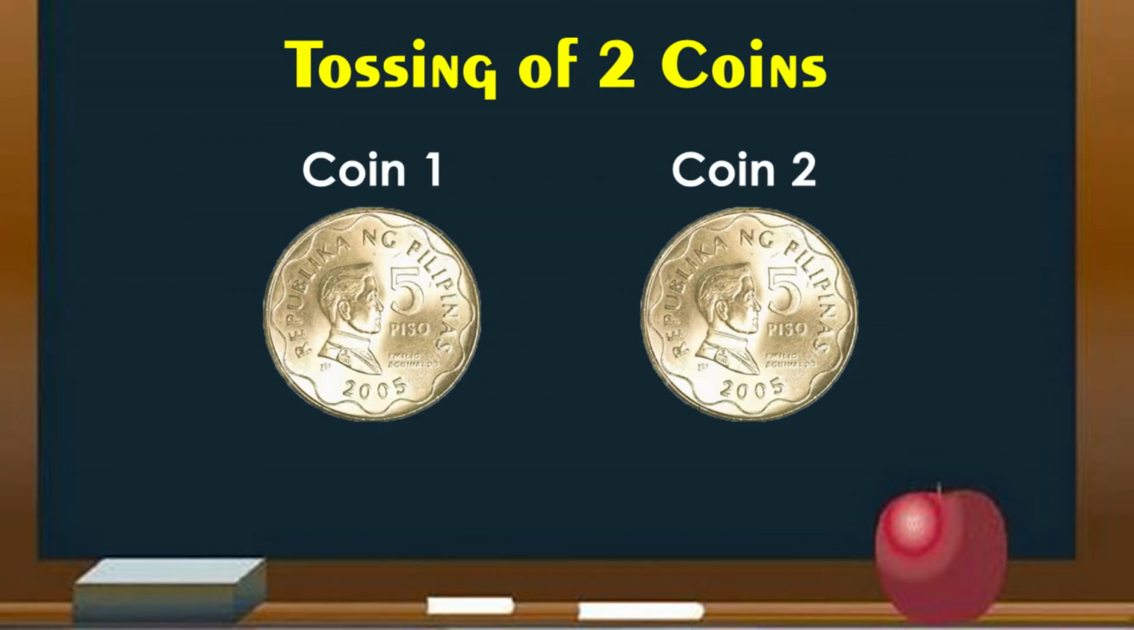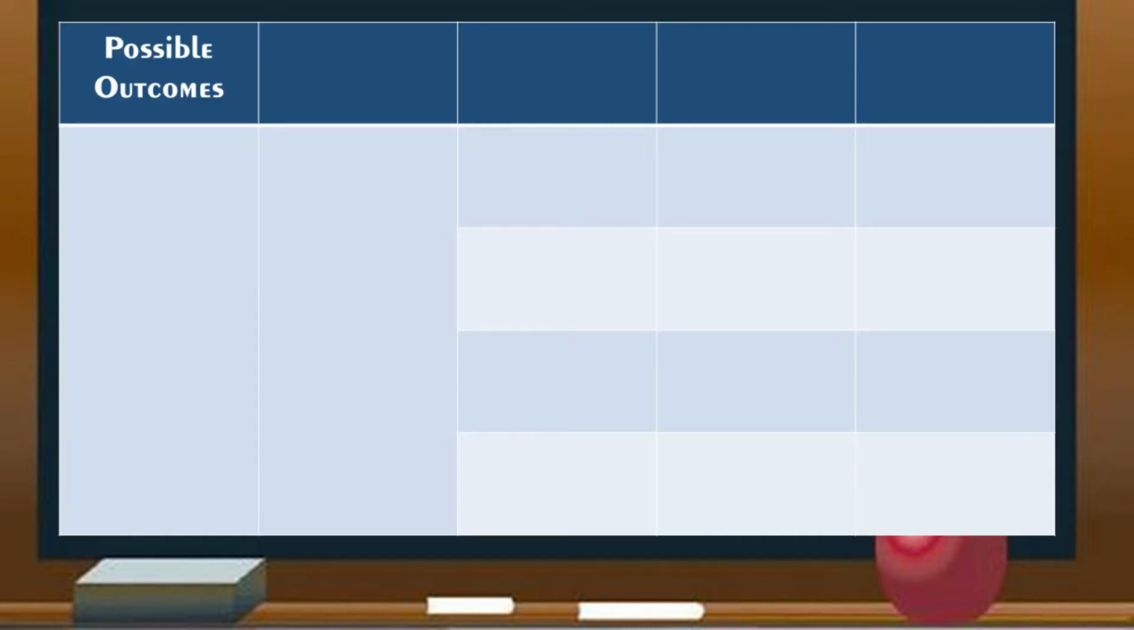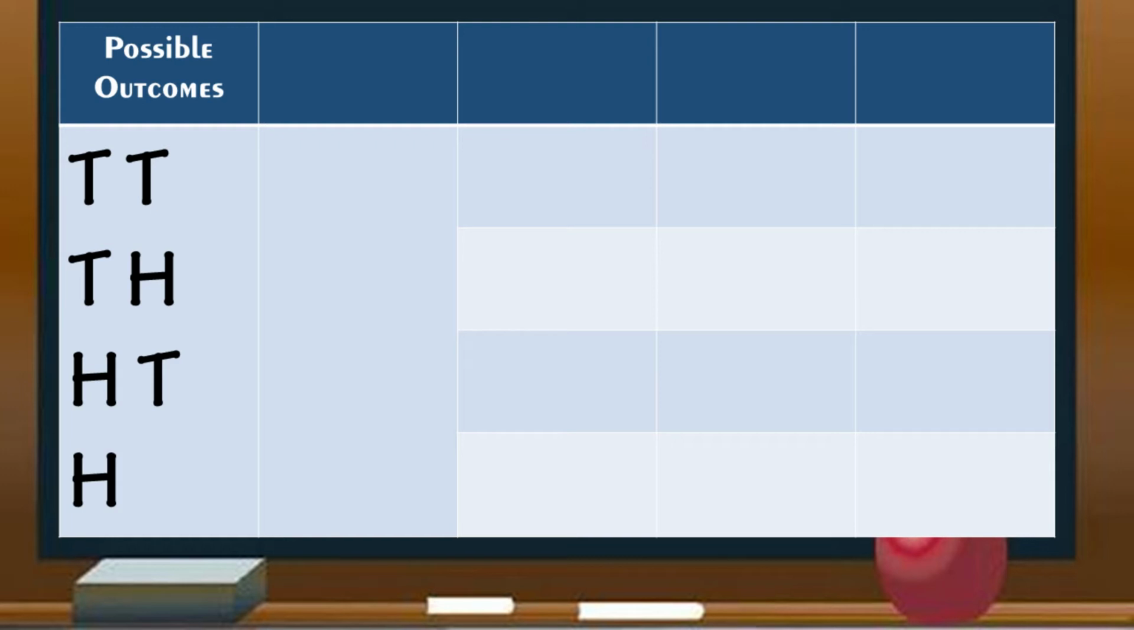We will use capital letter H to represent the head that may come out and T for the tail. First, construct a table and list down all the possible outcomes in tossing two coins. So here are the possible outcomes. The first coin may be a tail and the second coin may be a tail also. Another possible outcome, the first coin is a tail and the second is a head. Or the first coin is a head and the second is a tail. It could also be a head and a head. These are all the possible outcomes in tossing two coins.